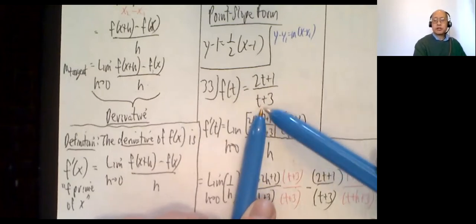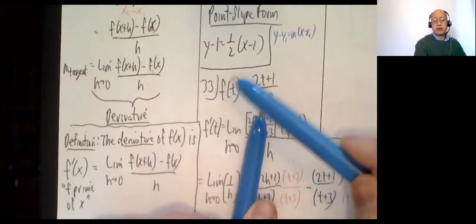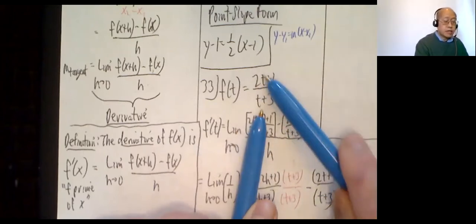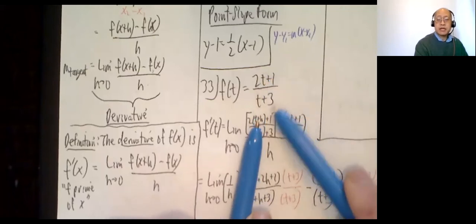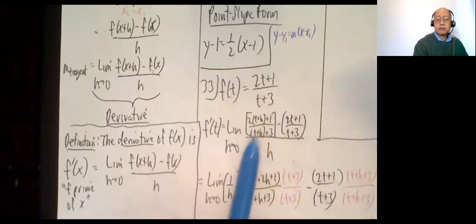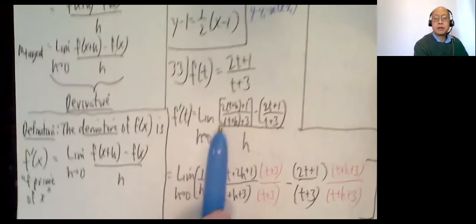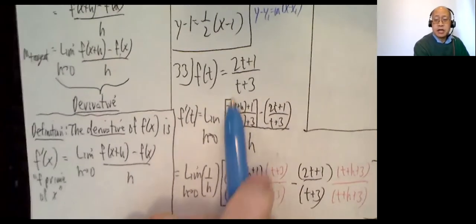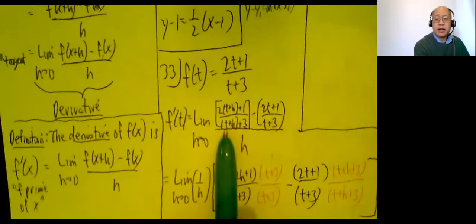The hard part for students is usually this part, f of, in the formula it's x plus h, but here we're using the letter t, so it's f of t plus h. So pretend you erase that t, put parentheses t plus h. Pretend you erase that t, put parentheses t plus h. So now it looks like this. Okay, so replace t with parentheses t plus h. Okay, now try to clean it up.